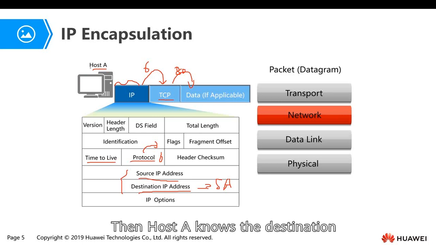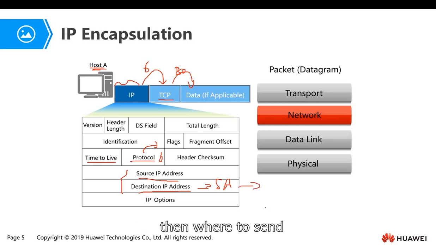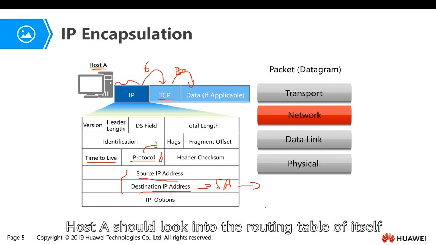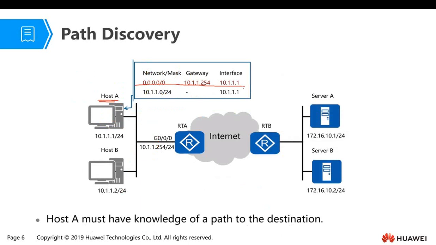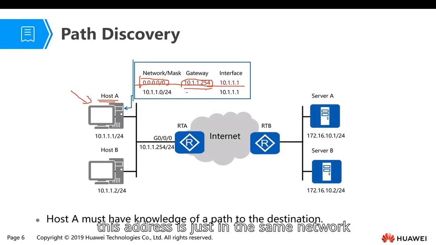Then host A knows the destination. Then where to send? Host A should look into its own routing table. Usually the host's routing table is very simple, just the default gateway. The gateway address is this address, which is in the same network.